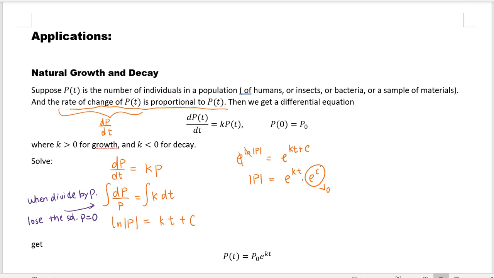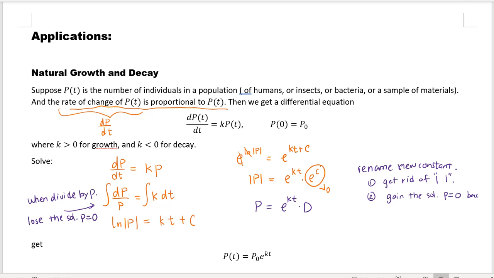Okay, so now we're going to rename e to the C to be a new constant, D. It can help us get rid of the absolute value, because D now could be positive or negative. And second, it can help us gain the solution P equals 0 back, because now we can plug in D equal to 0, then we get P equal to 0.